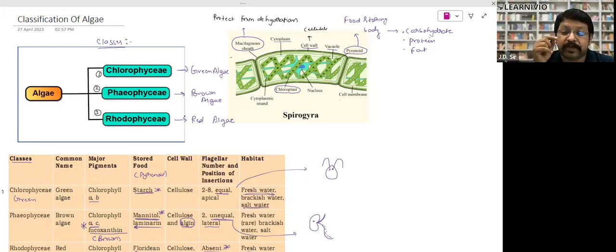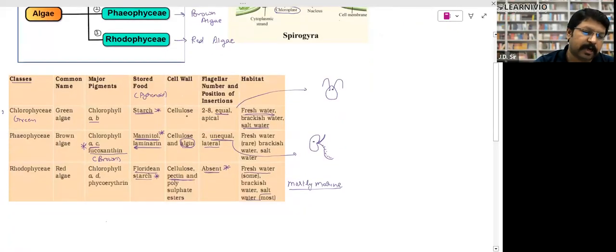So look, first on the earth, if you ask, sir, tell me the evolutionary sequence. First on the earth, Rhodophyceae came, red algae came, then brown algae came, then green algae came. Out of all these three algae, green algae is the most advanced, right? They are the ancestor of the plant. You can say they are the precursor of plant.